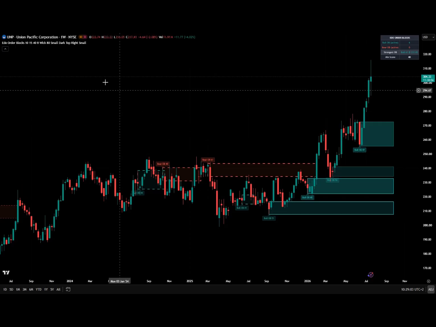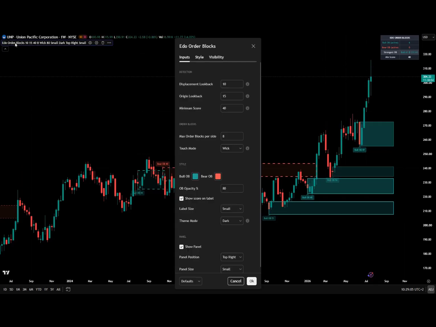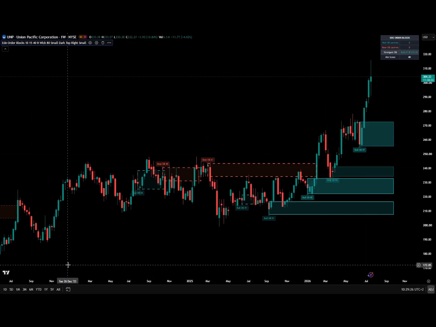The rest is presentation. You can set how many order blocks to keep per side, the colors for bullish and bearish zones, and their opacity. Whether to print the score on each box, the label size, and a dark or light theme. And the panel's corner and size. On Union Pacific Weekly the defaults keep the chart clean, tune them to taste.